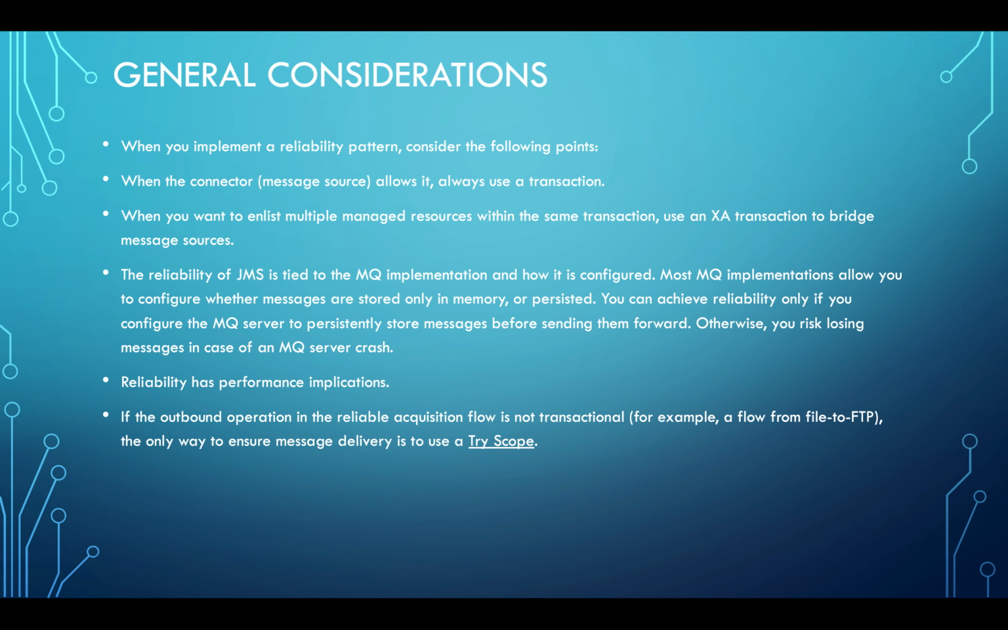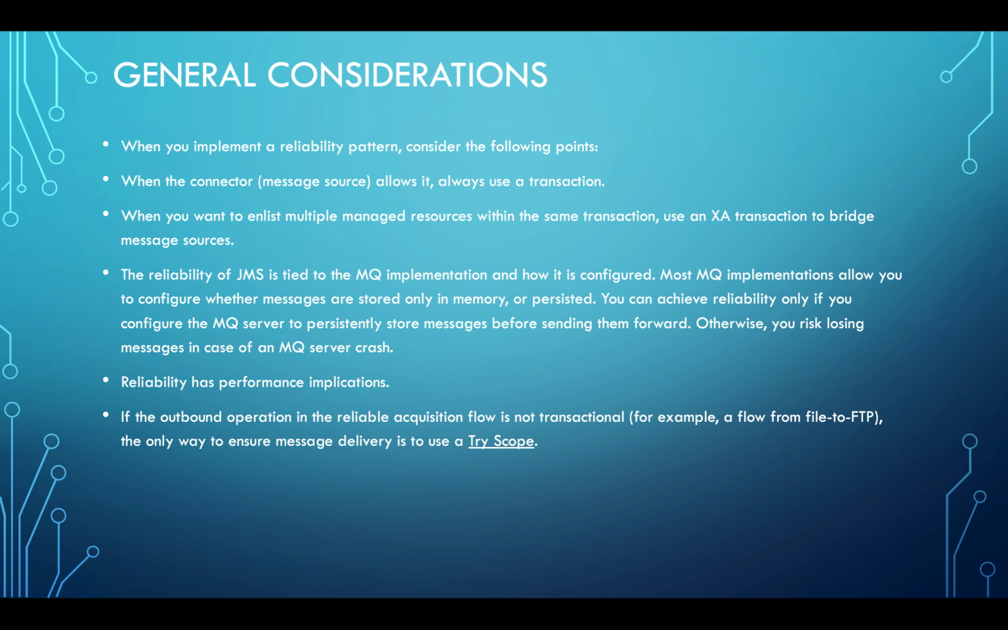The reliability of JMS is tied to the MQ implementation and how it is configured. Most MQ implementations allow you to configure messages that are stored only in memory or persisted. You can achieve reliability only if the MQ server is giving you persistent storage of messages before sending them on for further consumption. In other words, you have a risk if you have an MQ implementation with messages stored only in memory. If it is persistent on a store, then it's pretty much reliable, otherwise not.